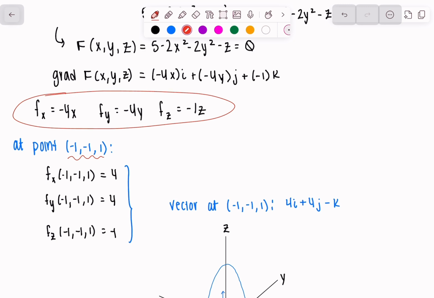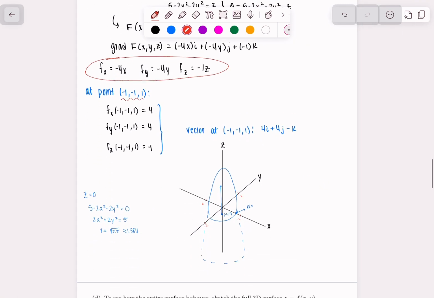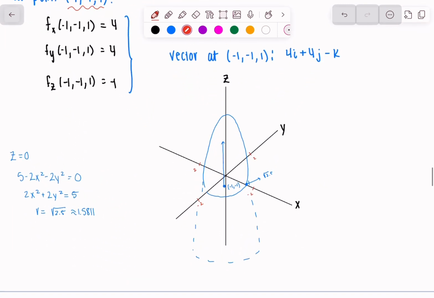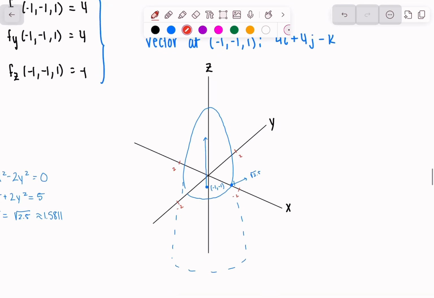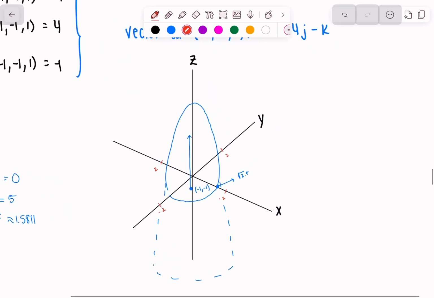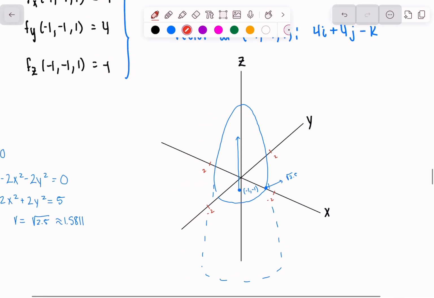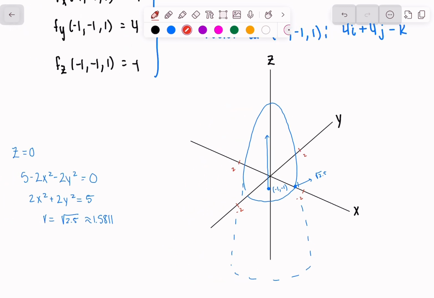I went ahead and drew the 3D graph of this, which is, again, the vector perpendicular to the surface. This is the surface plot at the point. So I calculated for the radius, and it's the square root of 2.5, so that's going to be in between 1 and 2. And we also have our point, again, perpendicular to the surface.